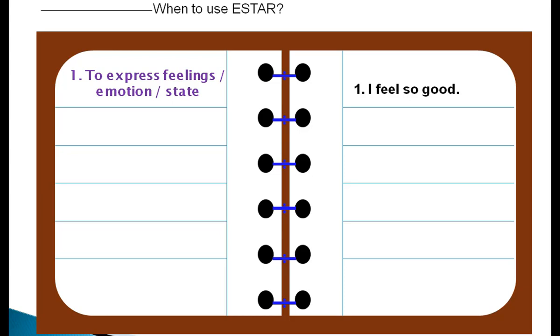We have an example here, I feel so good, right? Or I am feeling so good. So then we will be using estar. To express quality. So you went somewhere and you want to say this place is so popular, that place is so nice, or this dish is so rich. So you are expressing the quality of an object. Then you use estar.